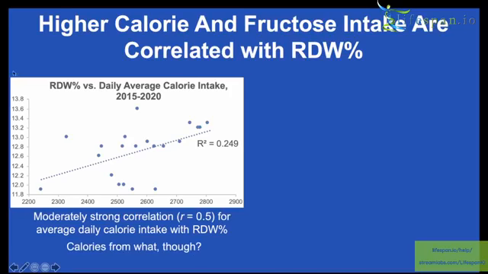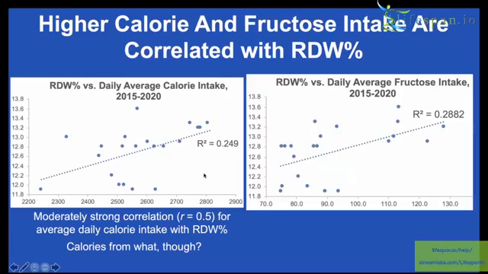All right, so this doesn't tell you what, calories can come from anything. So what could be driving this? What should I cut out of my calories? What food groups should I cut? And I identified a moderately strong correlation between my average daily fructose intake and the RDW. So the higher my fructose intake, the higher my RDW, at least based on this plot.